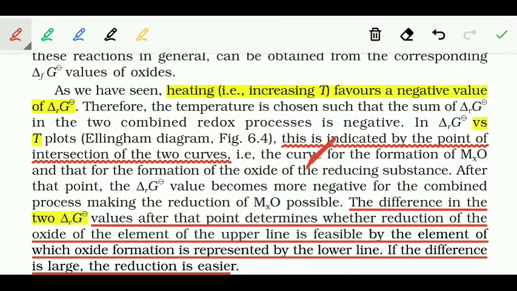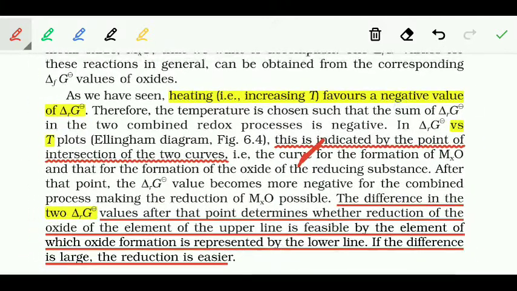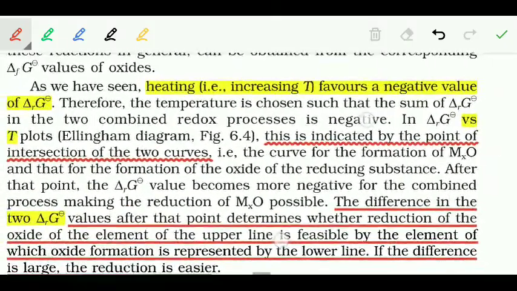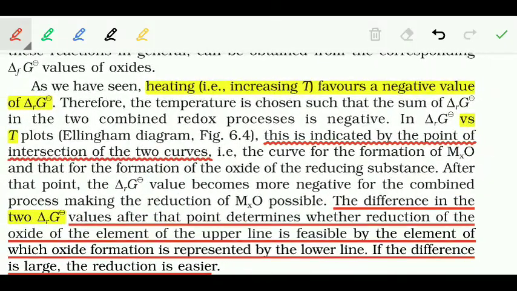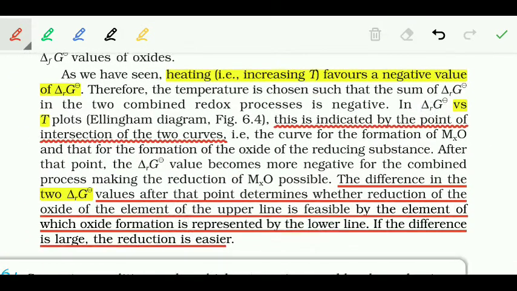See the next paragraph. As we have seen, heating favors a negative value of delta G. It means as soon as we heat the reaction, we get more and more negative delta G. Therefore, the temperature is chosen such that the sum of the delta G values will be negative from the diagram. This is indicated by the point of intersection of the two graphs.